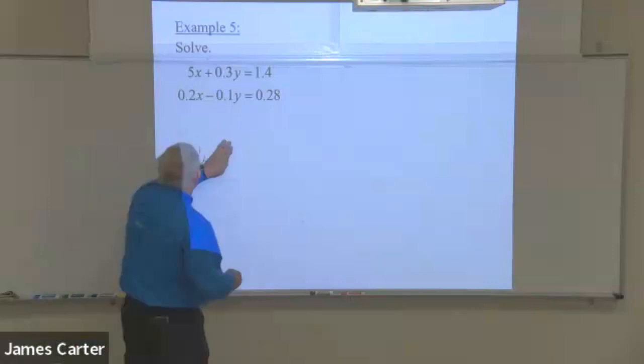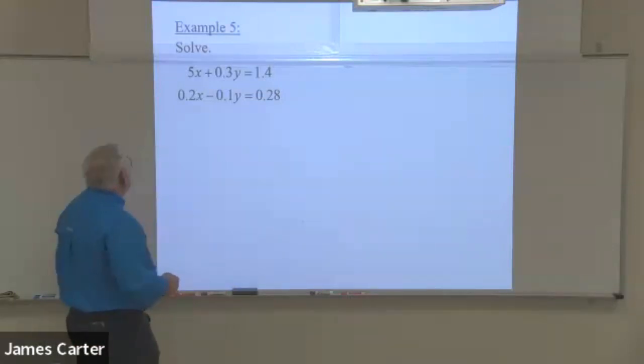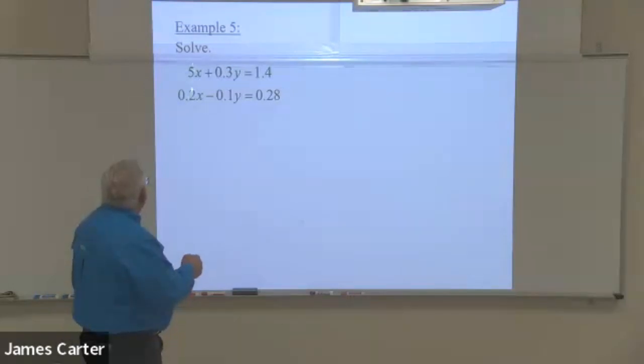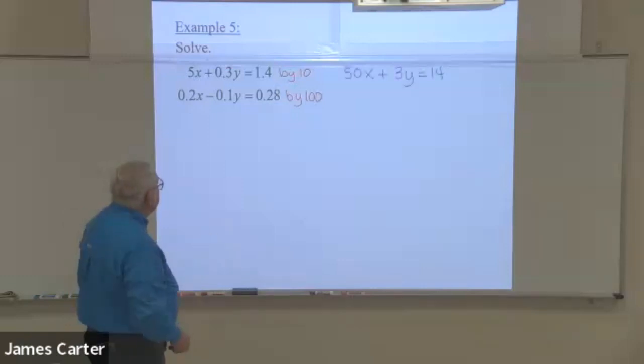Now we've got decimals which get just a little more difficult. I still need an opposite pair. I can use 10 here, or I can use, in this case, 0.3 for my opposite pair. So what I'm going to do is multiply this by 10 to get rid of that decimal point. And then I'm going to multiply this one by 100 to get rid of those two decimal points, which modifies these equations to this.